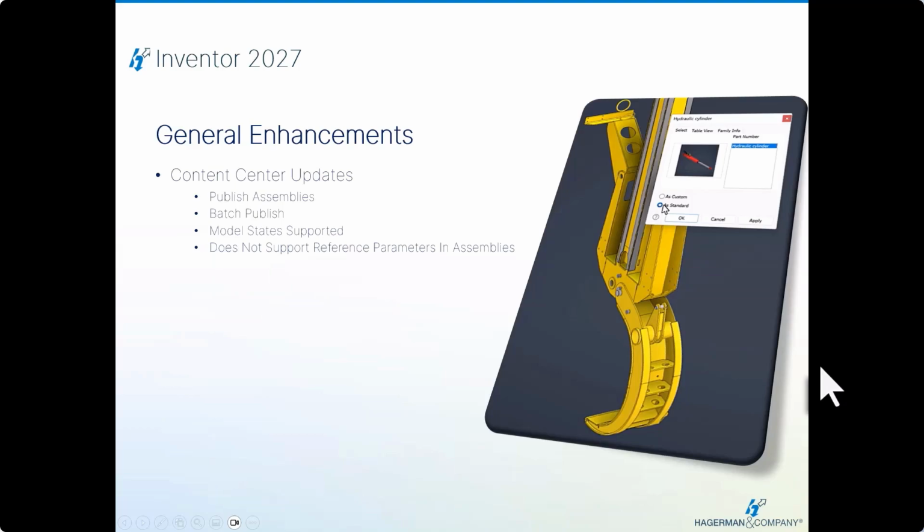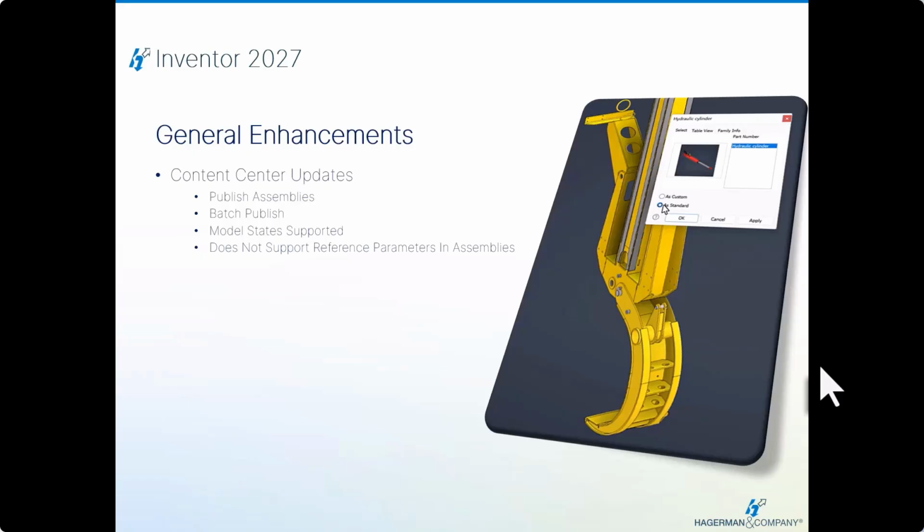Some Content Center updates. We now have the ability to publish assemblies into the Content Center. Now note, this does not support reference parameters. iAssemblies are not supported. You've got sketch geometry references to background features. Those are not supported. Just standard assemblies.